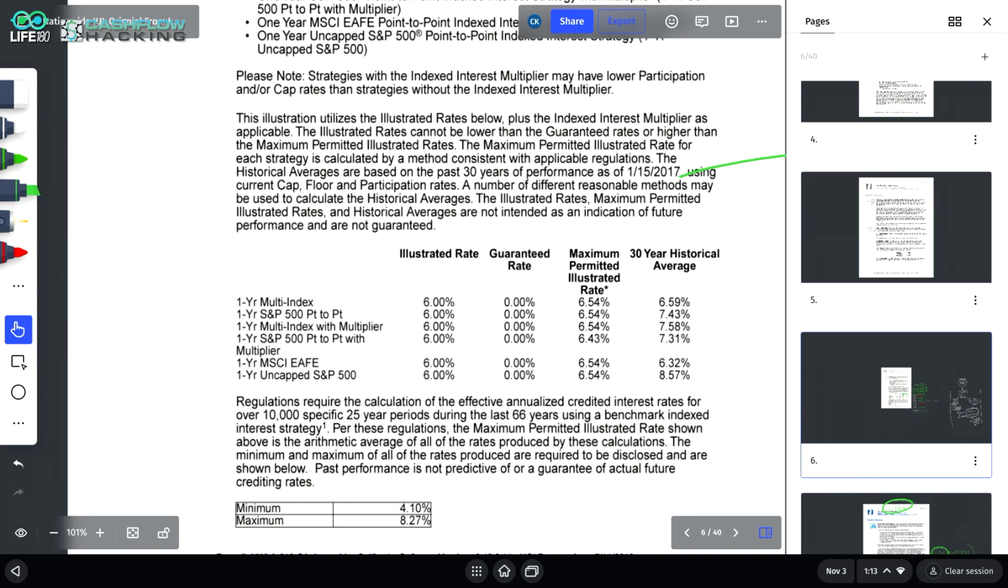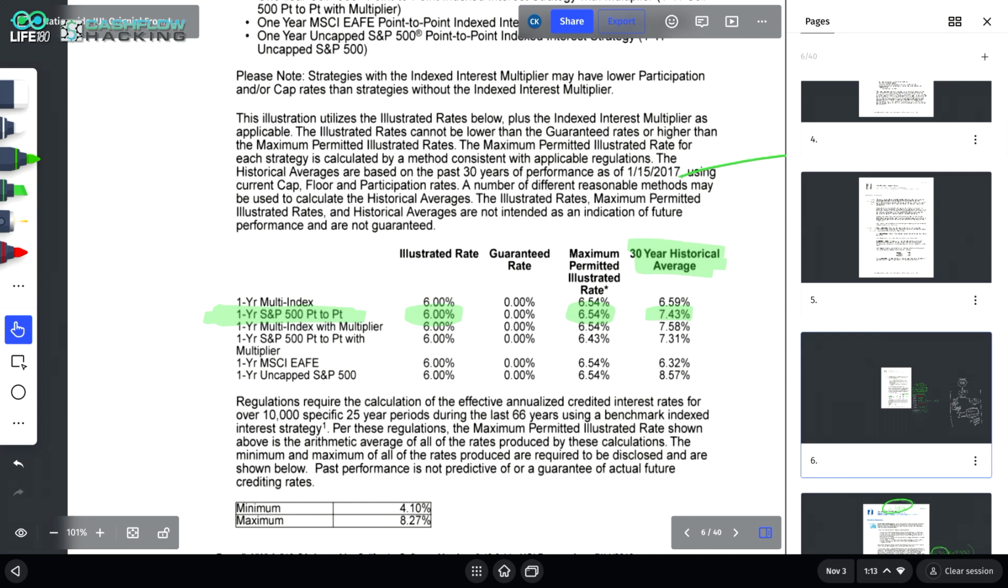So basically, here's what we have. We have the S&P 500. Remember, they say you get upside potential due to your participation in the index, right? So the S&P 500 point to point. They have an illustrated rate on this illustration of 6% and a maximum permitted illustration rate of 6.54%. And the 30-year historical average here is 7.43. So I can see this sales conversation right now. I wasn't there, obviously, but I can hear it. The agent would be like, you know what, Mr.